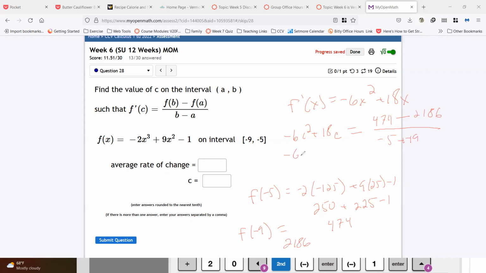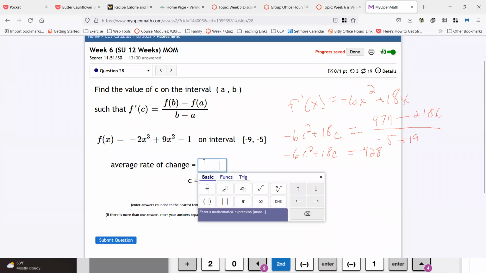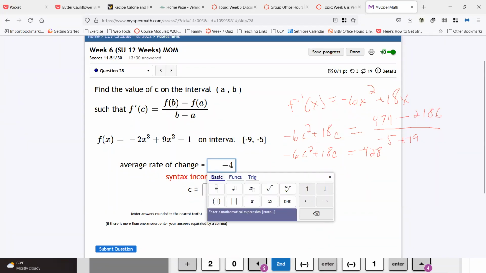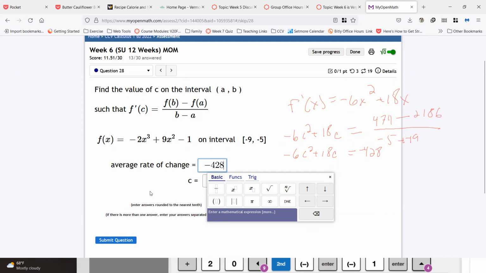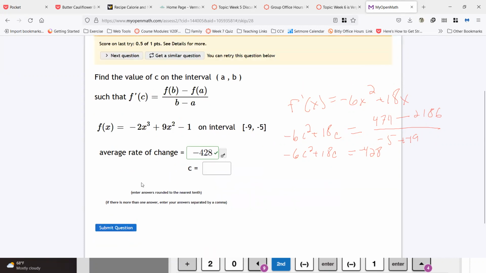I'm getting negative 6c squared plus 18c equals negative 428. Here, let's clean up a little space here. And then I got a quadratic equation. Since I can, let's see if I've got the average rate of change right. I guess I'm going to write negative 428. Let's see if it likes that. That's right. Okay, that's right. Good. Now I mean, I could have lost a little bit of the points.